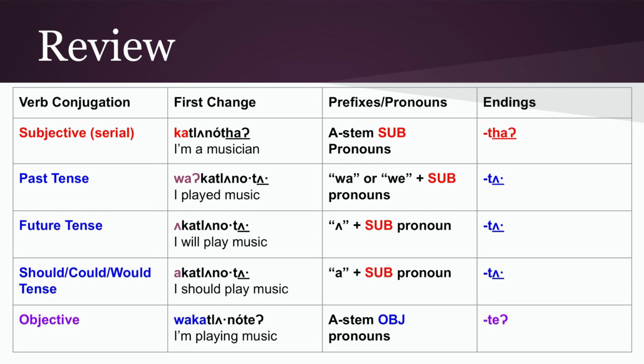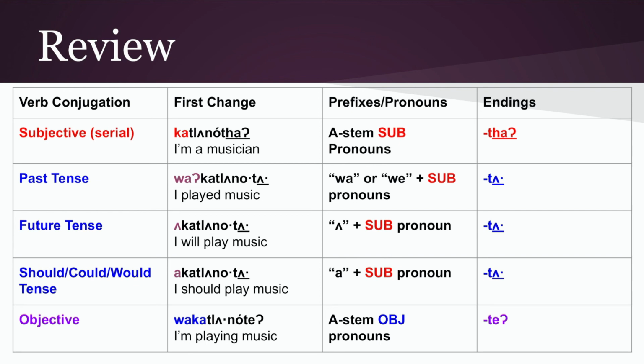Anyway, I have the first conjugation of every single set on this combined chart. So, in the subjective, you see gudlanota. You see the pronoun. I'm a musician. ASTEM subjective pronouns are used. There's no prefix because it's just the subjective. The ending is ta. Okay, past tense, wa gudlanod. Wa is your prefix, wa or away. You're also using subjective pronouns. Ending is da. Future tense, ungudlanod. Reference with a caret, that's your prefix.